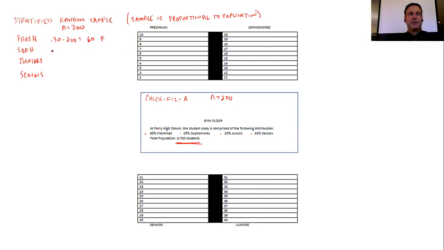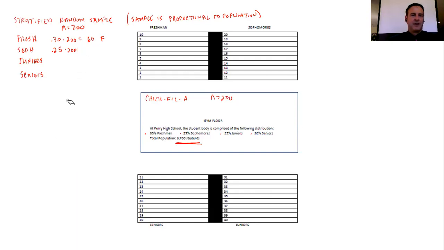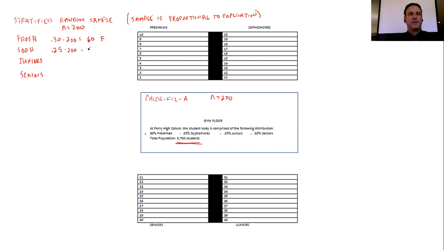The sophomore class isn't as big, it's 25%. And that means I'll have 50 sophomores. And this is 50 juniors, because they have the same percentage. And finally, I only have 20% seniors, and that'll leave me with 40.